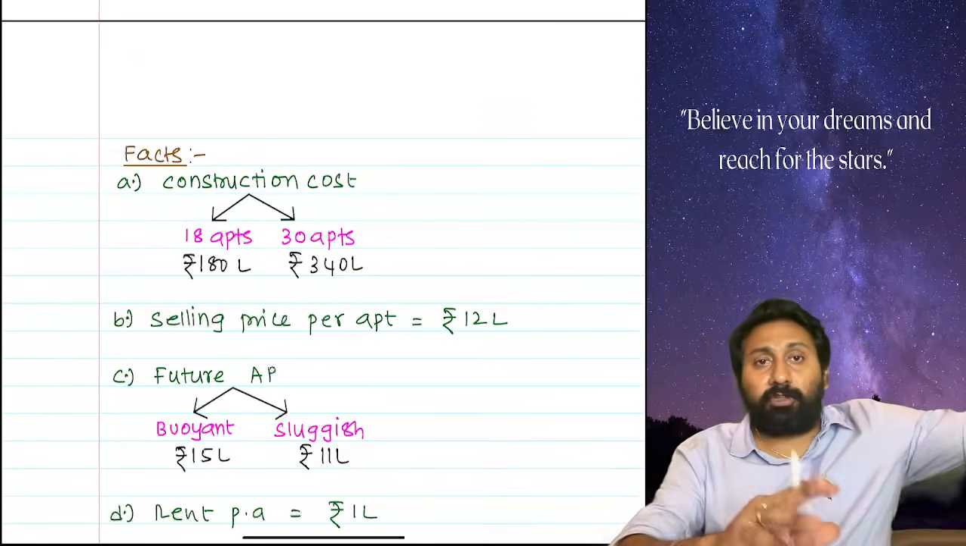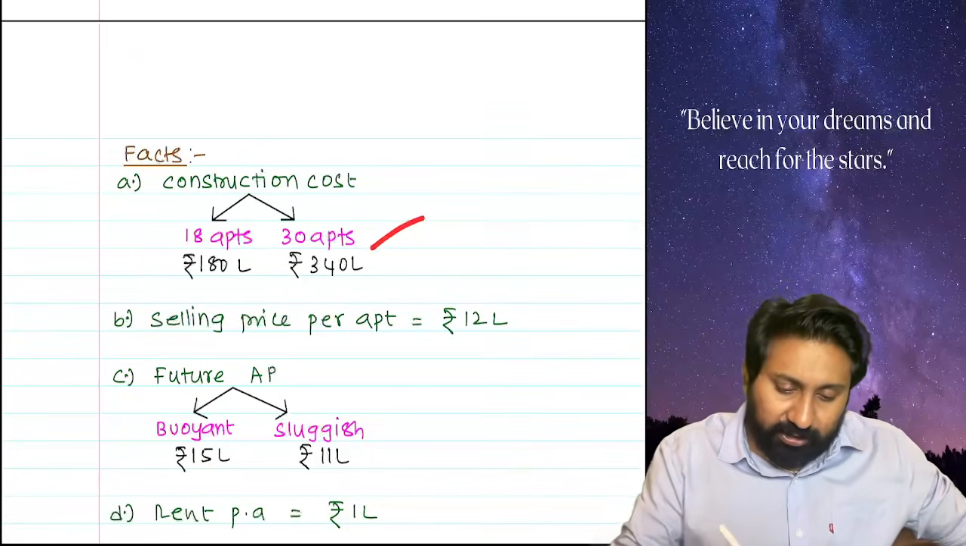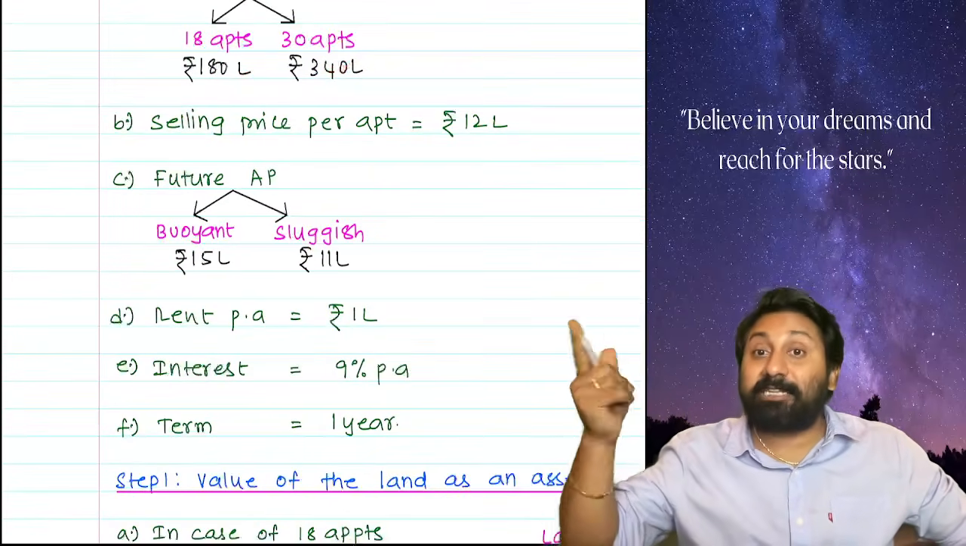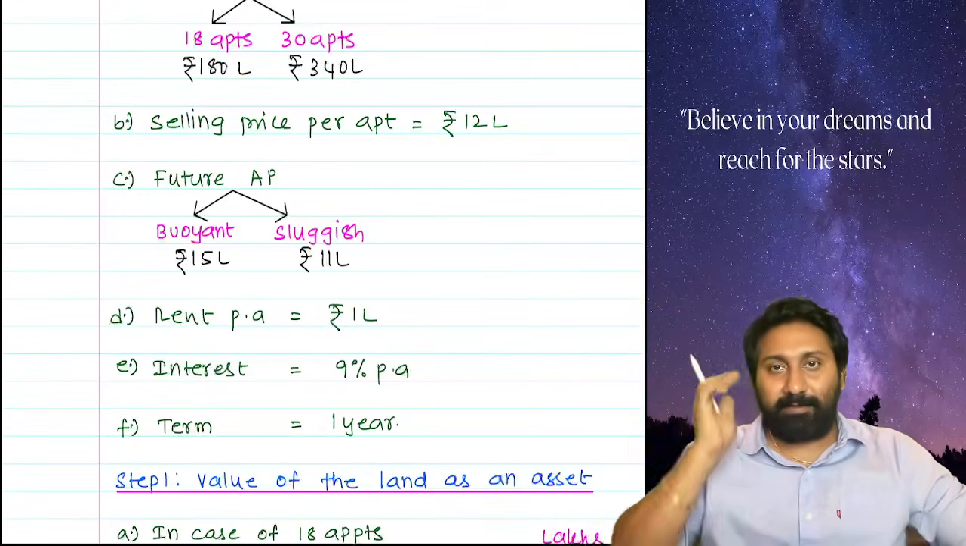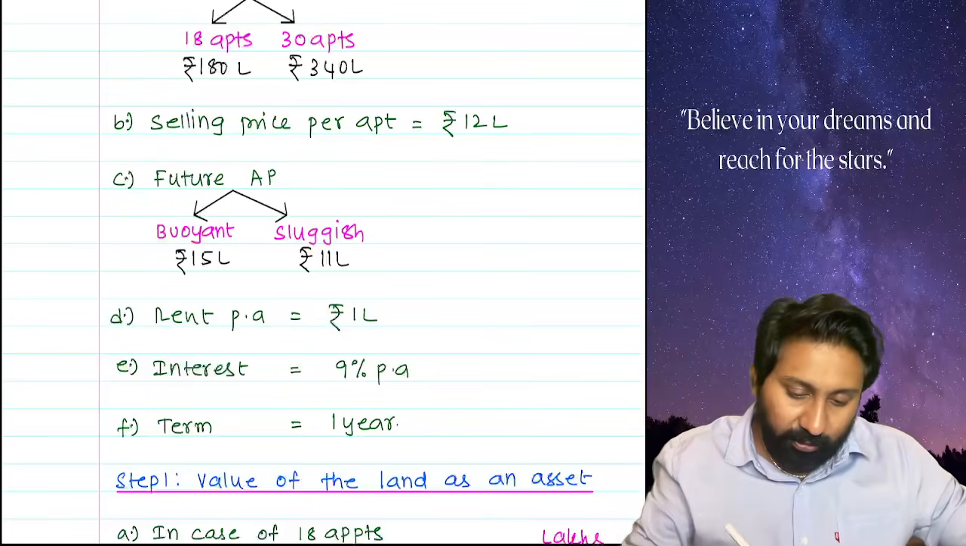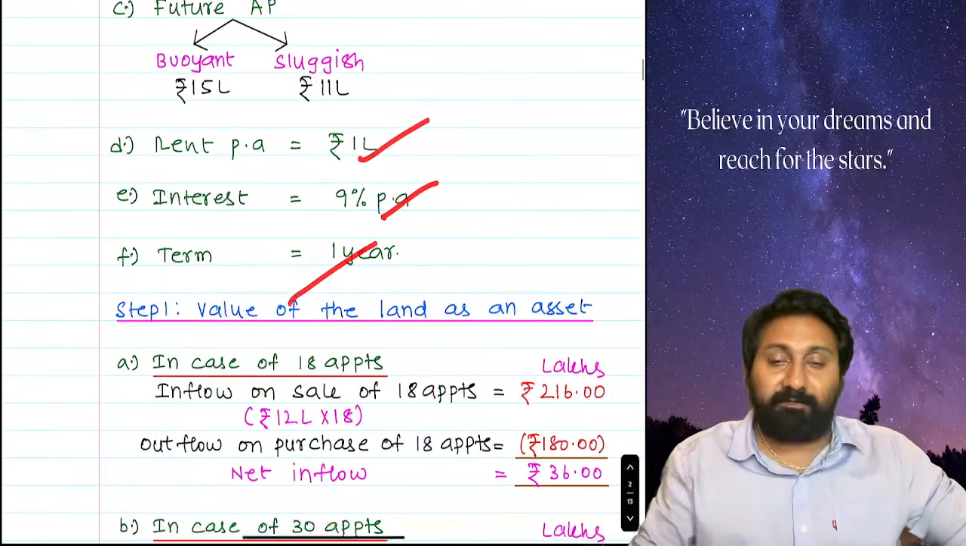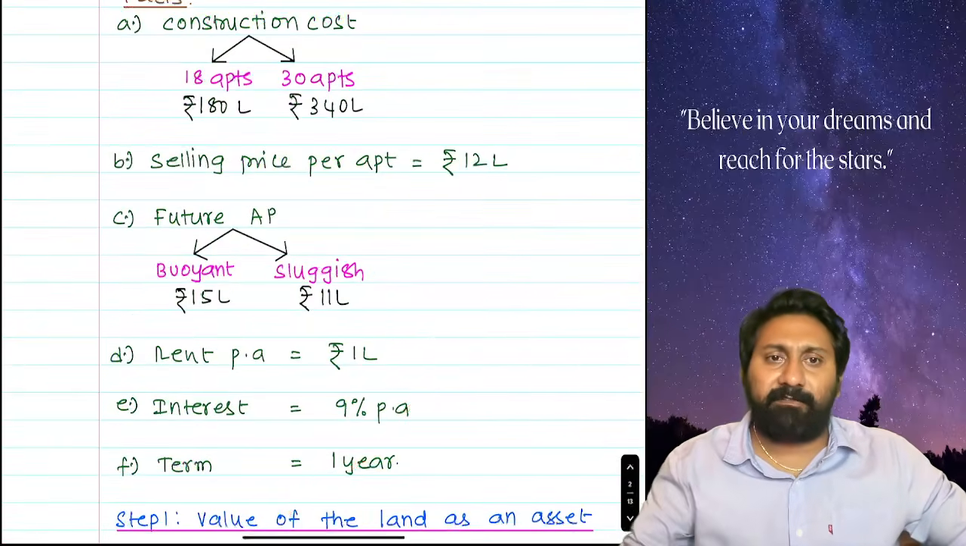I'm brushing through the concept once. Construction cost 80, 30. Selling price 12. Selling price, that's why we treated it as a spot price. Okay. Next, future 15, 11. Rent 1 lakh. Interest 9%. Term 1 year. Like this, you have to write the exam question whenever given.